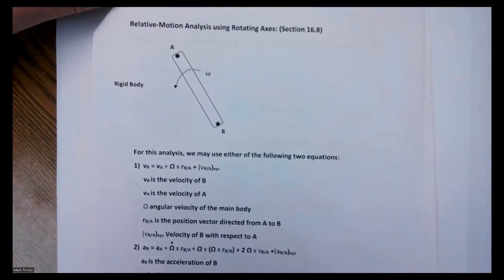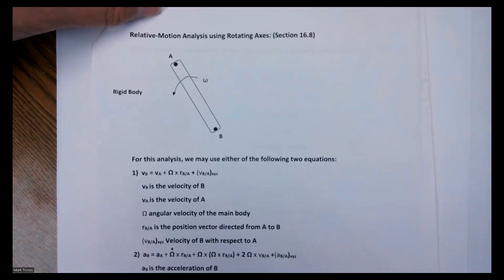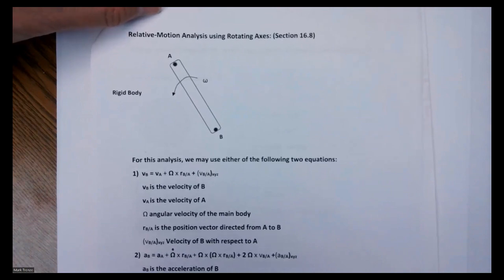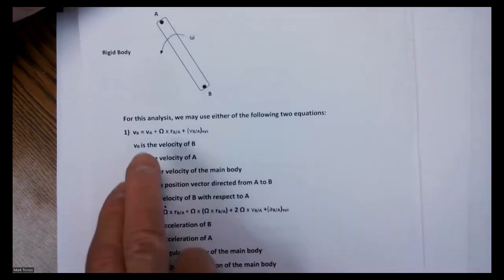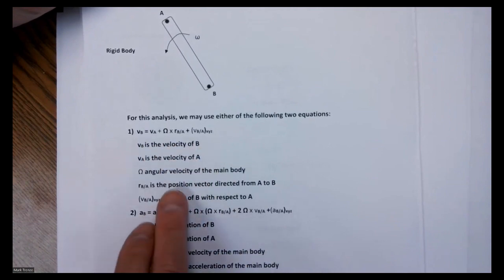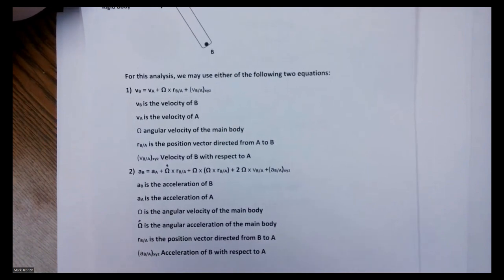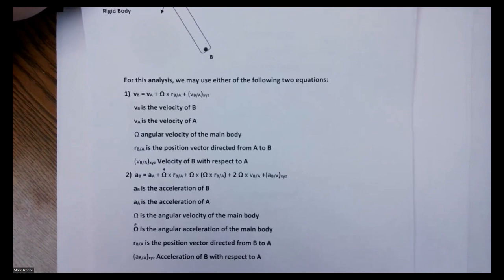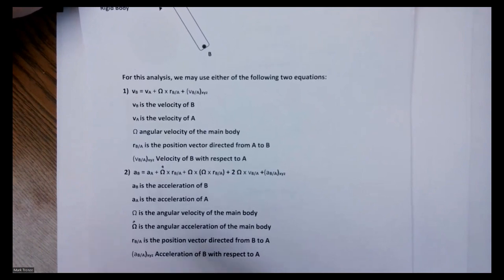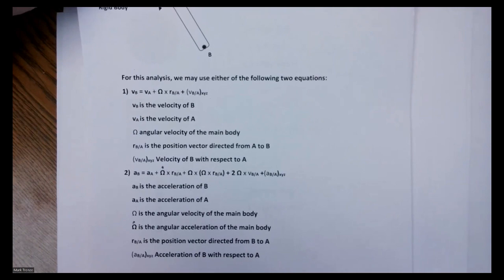So when we're doing this problem, keep these equations in mind for relative motion using rotating axes. Keep in mind this velocity equation and this acceleration equation. And what's most important to remember is there's going to be a velocity of the main body and/or an angular velocity and acceleration of the main body.